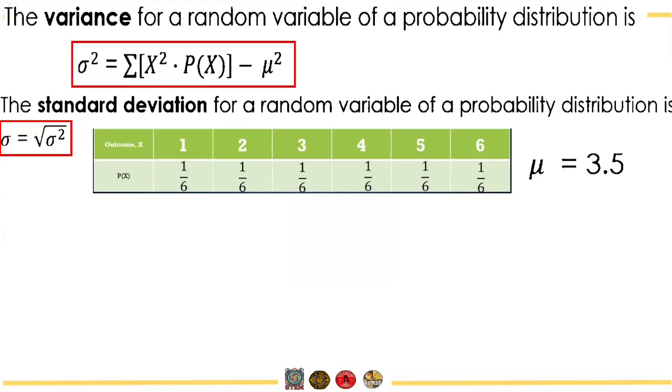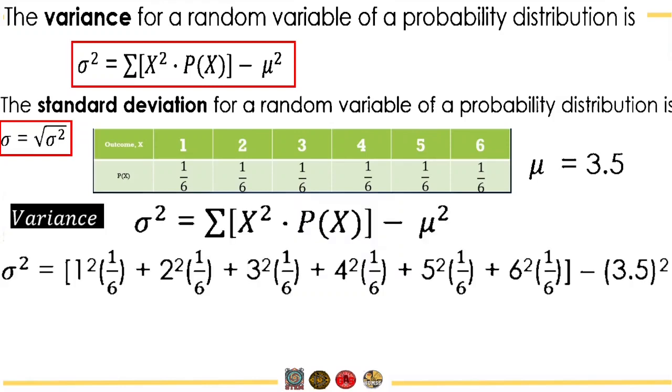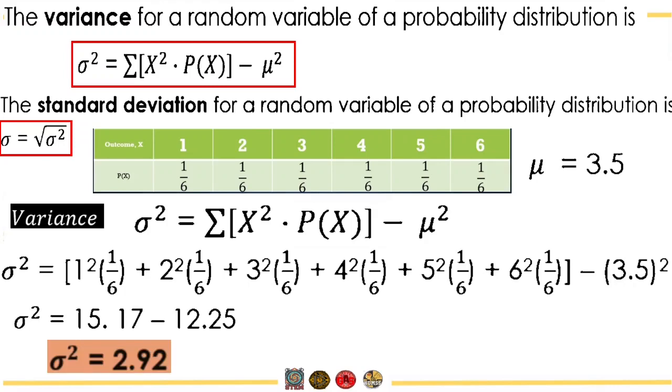We already computed the mean of that random variable. The mean is 3.5. So let's compute the variance. Get the square of each random variable times the probability, then get the total. After getting the total, we subtract the square of the mean. So 15.17 minus 12.25. The variance is 2.92.